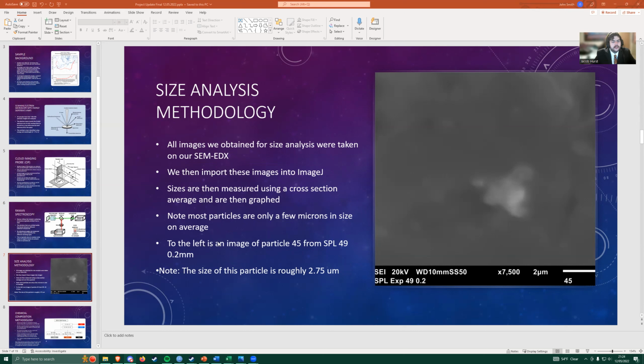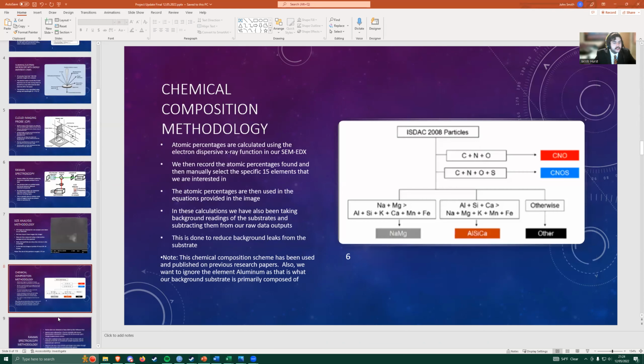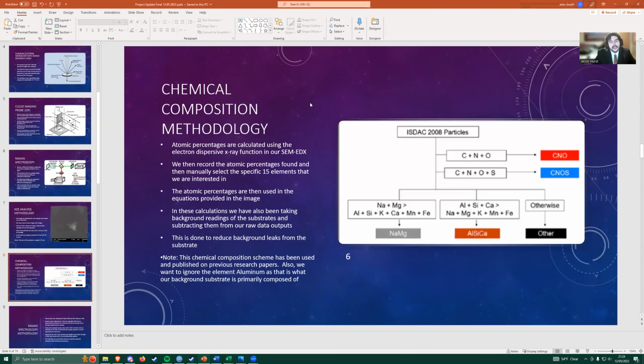To the right is an image of particle 45 from SPL 49.0.2. I took this image myself. It looks like I cropped off the scale bar a little bit here while importing it into PowerPoint, but I promise I'll use the whole scale bar whenever I'm actually doing data analysis on it. So we'll head on over here to the chemical composition method, which is a little bit different.